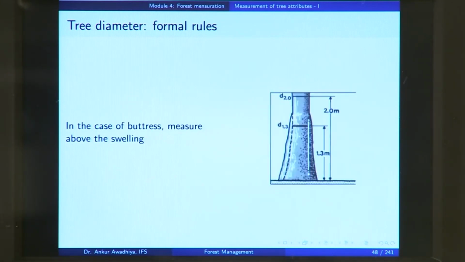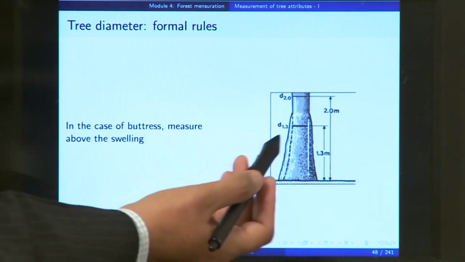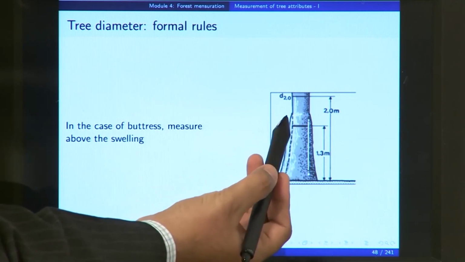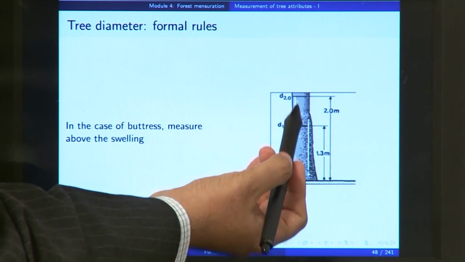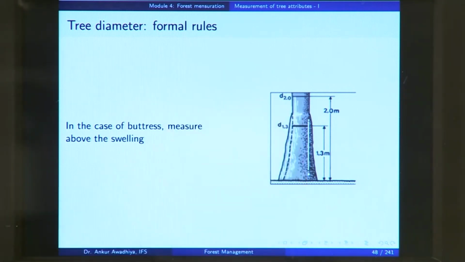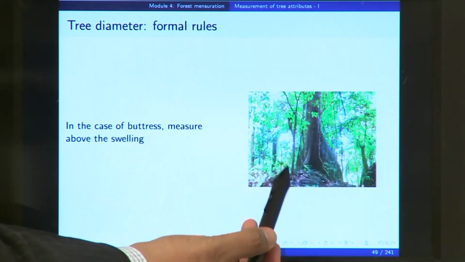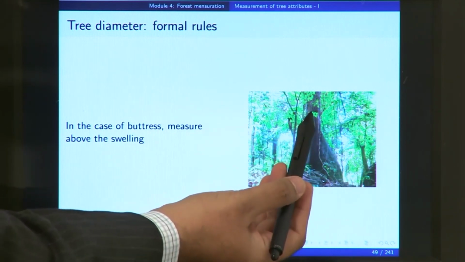In the case of a buttress, now buttress is a root that is expanded to support your tree. So, in the case of a buttress, you take measurement above the swelling. So, for instance, in this buttress, your 1.3 meter height has a buttress. So, you take it at some position that is above your buttress position. A good example would be this tree from Andamans, and in this tree you have this huge buttress, and so you will take a measurement above this buttress, so at this position.